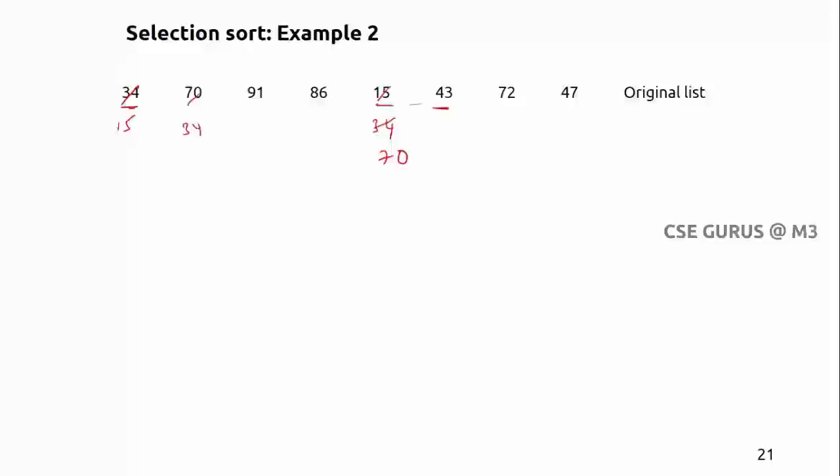So now, for this selection sort procedure, how can you implement it? I told you the first thing, you have to find the minimum.